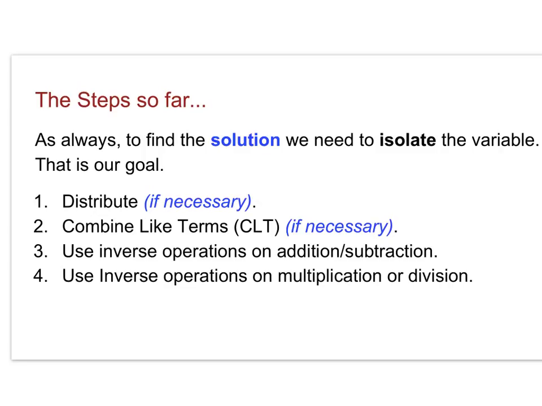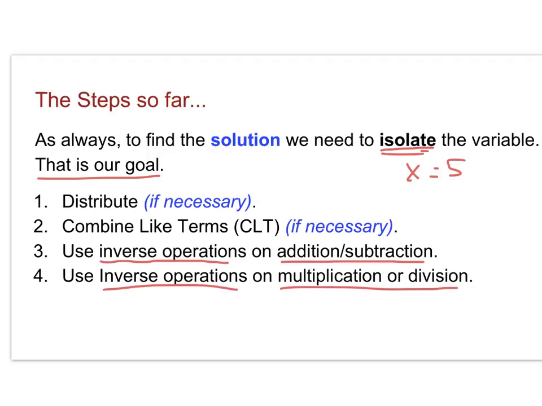In general, we are trying to find a solution, and to do that we need to isolate the variable. Right? That's what we've been doing for quite a while. Basically, we want to end up with x equals and then some number like 5. That's always our goal. Now, the steps that we've had lately are to take care of any distributing if necessary, to combine like terms if necessary, and then to use our usual inverse operations to deal with first addition and subtraction, and then multiplication and division. Okay?